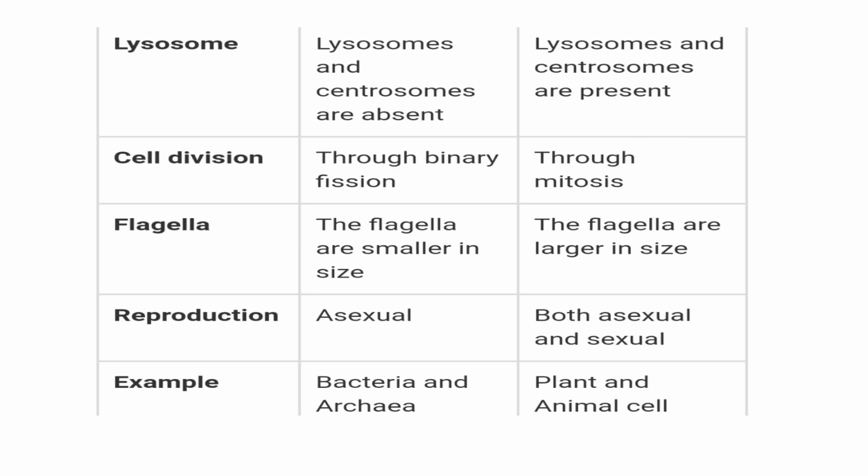Lysosomes and centrosomes are absent in prokaryotes and present in eukaryotes. Cell division happens through binary fission in prokaryotes and through mitosis in eukaryotes. Flagella are smaller in size in prokaryotes and larger in size in eukaryotes. In prokaryotes, reproduction happens asexually, and in eukaryotes it happens both sexually and asexually. Examples of prokaryotes are bacteria and archaea, and examples of eukaryotes are plants and animals.